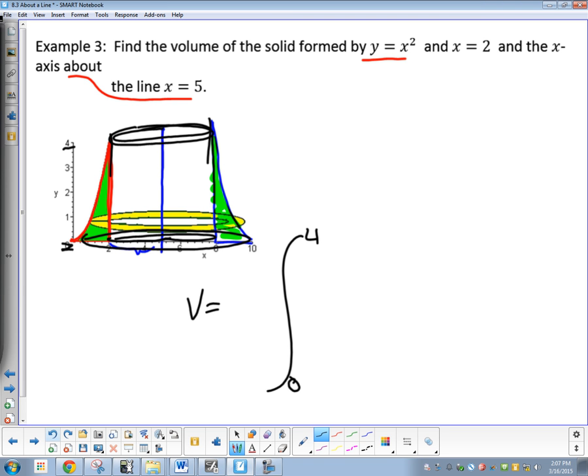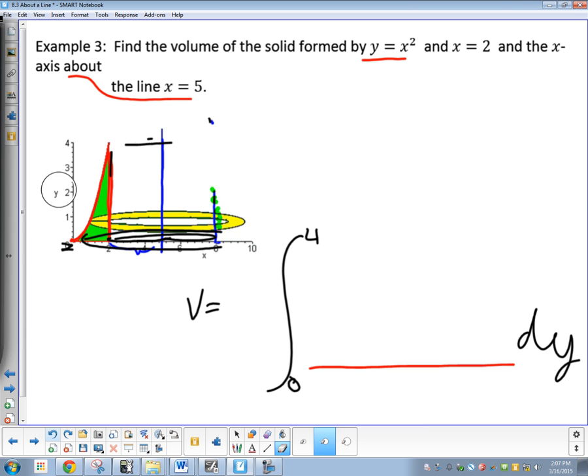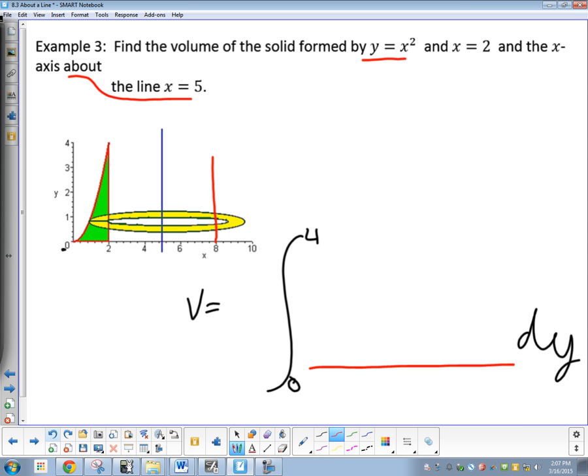It's y values because my washers go horizontally now. Okay, so 0 to 4 are what kind of numbers? They're y's, so what kind of equation is it? dy. That means when I plug in an equation right there, it needs to have y's in it, not x's. All right? Cool, we figured that out. Let me redraw that real quick.